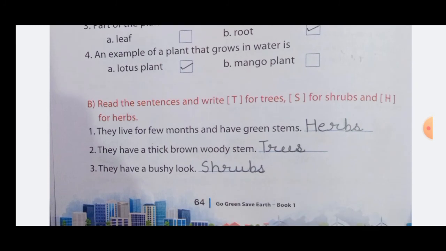Exercise B. Read the statements and write T for trees, S for shrubs and H for herbs. Number 1. They live for a few months and have green stems. Answer is herbs. Number 2. They have a thick brown woody stem. Answer is trees. Number 3. They have a bushy look. Answer, shrubs.